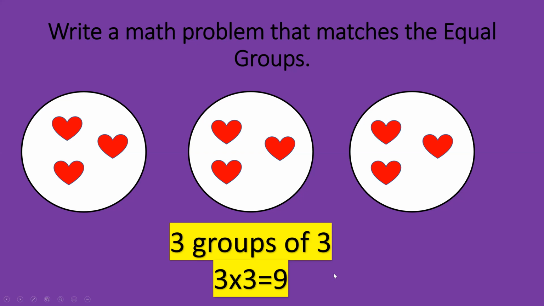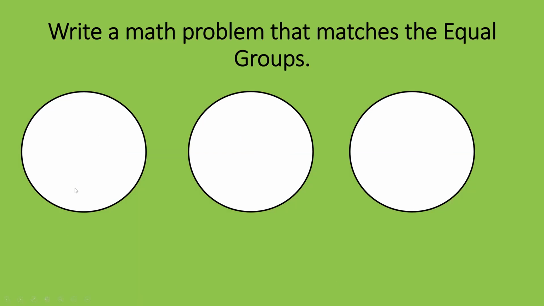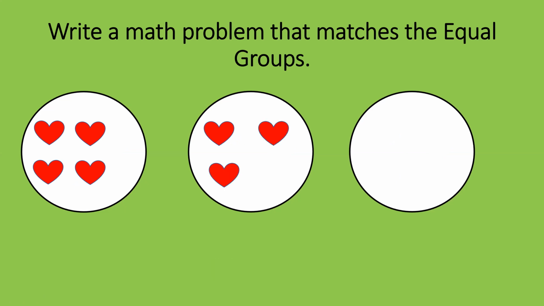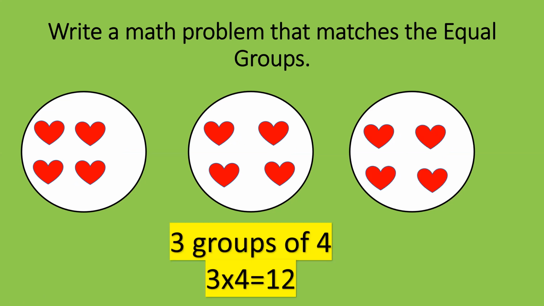Let's do another one together. So we have 3 circles again. So we're going to have 3 groups. This time, we're going to add 4 hearts into the circles. Now we have 8, 9, 10, 11, 12. So we have 3 groups, so 3 circles of 4. So each group has 4 hearts in it. So 3 times 4 equals 12.